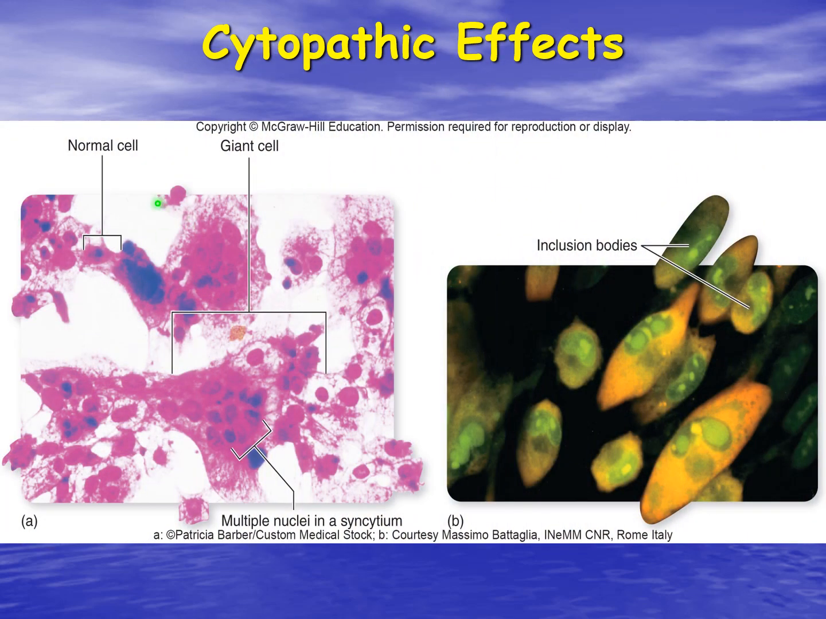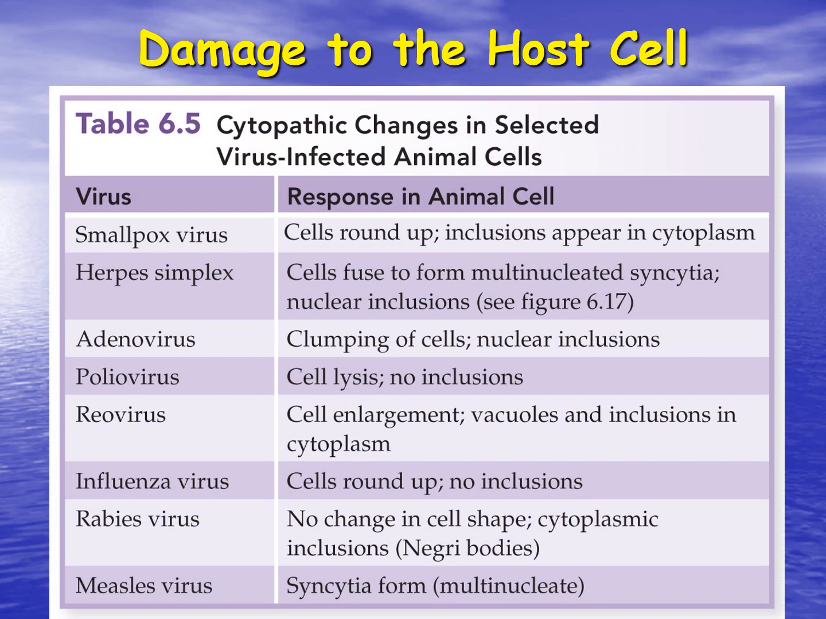So here's a normal host cell right here, and then this is one of these syncytia cells. So all of these cells have fused together. We think syncytia may actually form in trying to fight off the virus. In this picture, we actually see inclusion bodies, and these are just simply clumps of the virus, or again, damaged organelles within the cells. This table just shows some of the cytopathic changes with some of the viruses in animal cells.